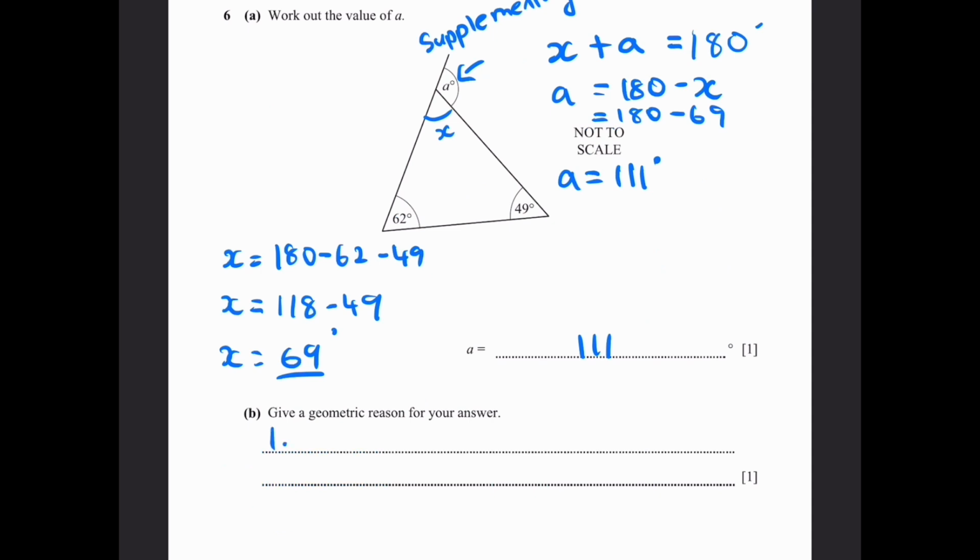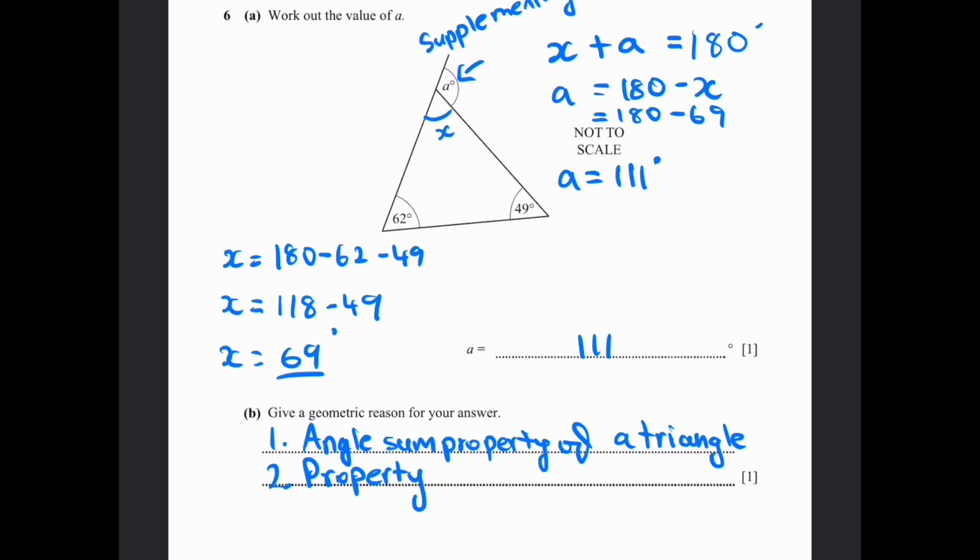So first, we use angle sum property of a triangle, which is this angle plus this angle plus this angle equals 180 degrees. Therefore, we found out that x is equal to 69. Next, property of supplementary angles, which is this one right here.